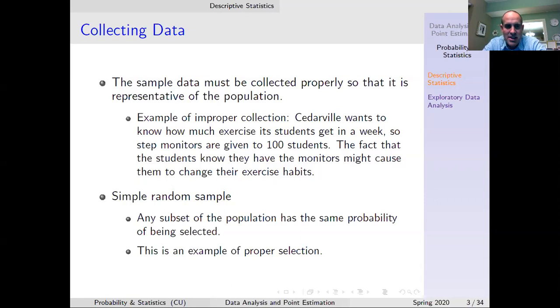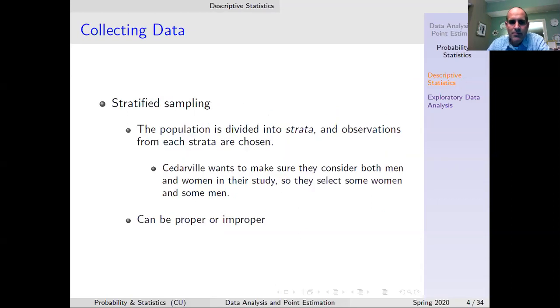So a simple random sample is one where any subset of the population of the given size that you're sampling has the same likelihood of being selected. Okay, so that would be the goal, to get a truly random sample. There are several types of sampling that you can do. One of them is called stratified. That's where the data is usually somehow divided naturally into groups, which we call strata.